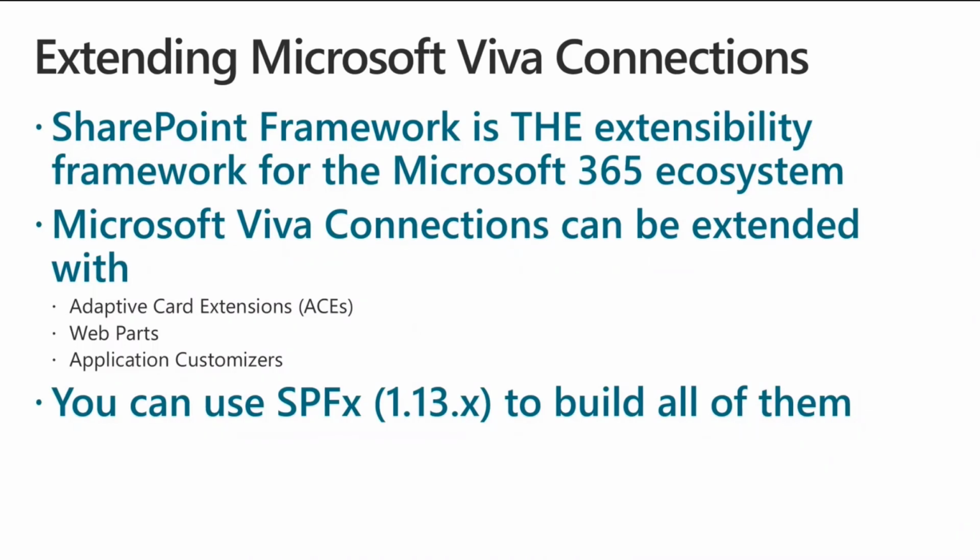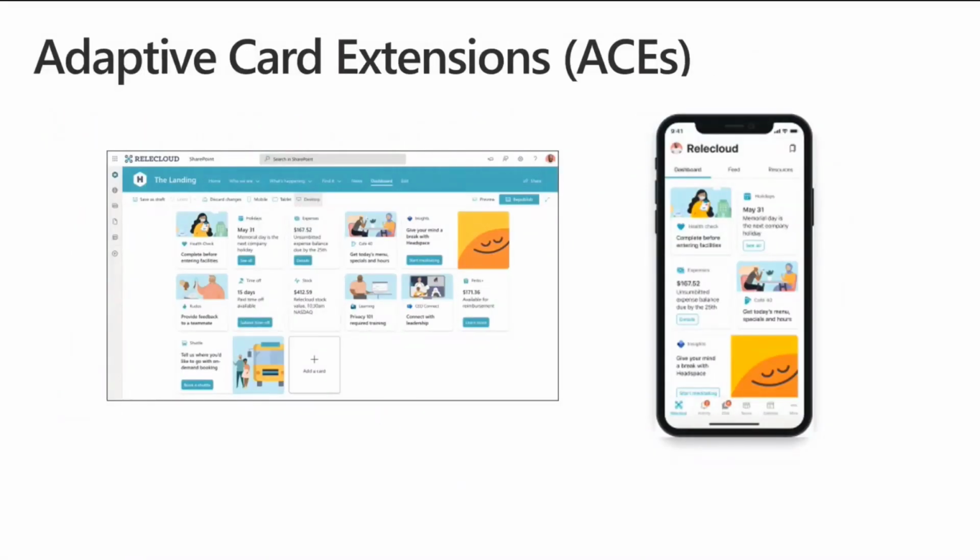In order to build adaptive card extensions with SPFx, we need to use at least version 1.13 of SPFx. That's why we are talking about these new capabilities nowadays, because they are related to the latest released version of SPFx. Just to give you an idea, this is a screenshot of the Viva Connections desktop on the left side. As you can see, here we have the dashboard with a set of cards rendering different kinds of information, helping employees to live a better work life in their company.